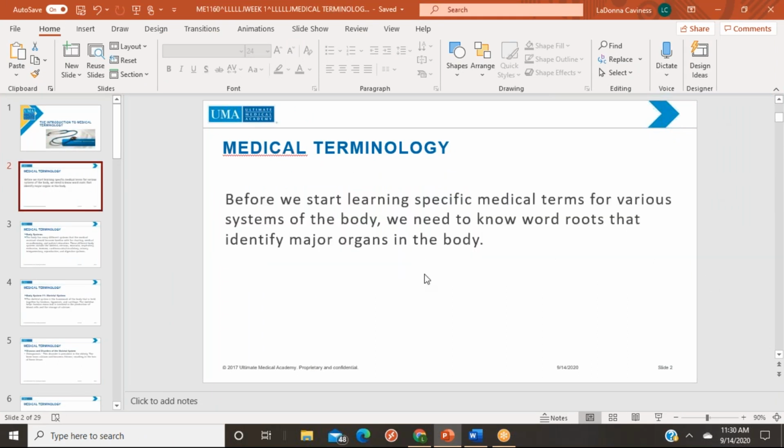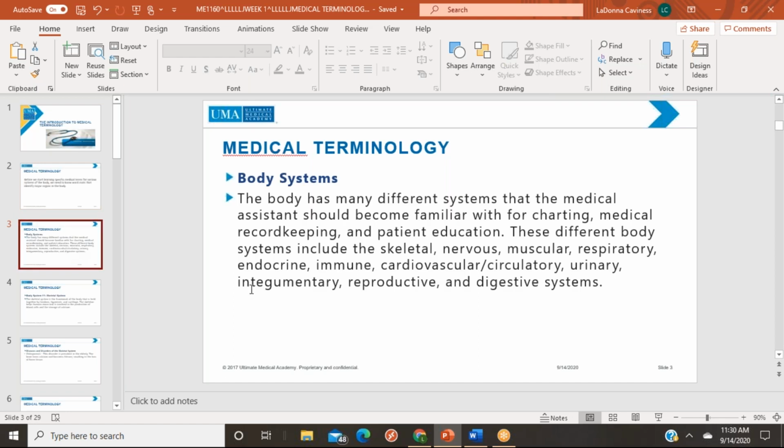So before we start learning specific medical terms for various systems of the body, we need to know the word root that identifies the major organ in the body, right? The medical assistant, medical coder, or medical biller should be familiar with many different body systems for charting, medical record keeping, and patient education.